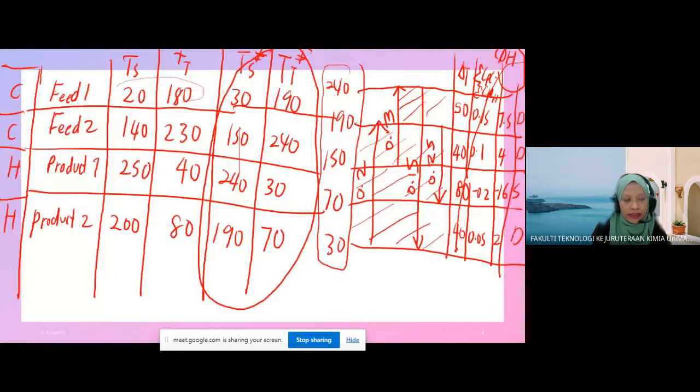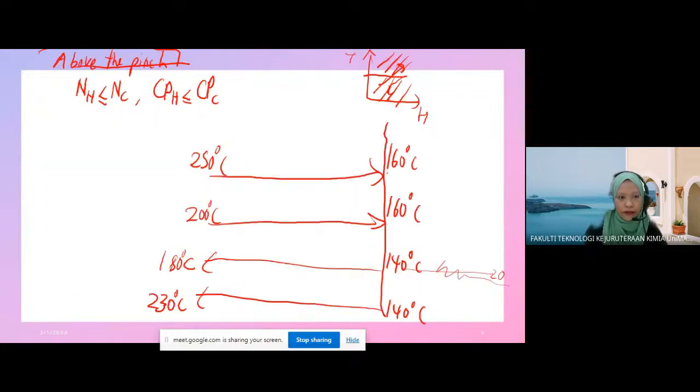The CP value that we calculated earlier, okay. So for the hot stream, where is the CP value? Here, this one, this CP value, because the one that I wrote just now is already gone. So okay, this CP value. The first hot stream is 0.15, 0.25, 0.15, 0.25, and then 0.2 and 0.3.